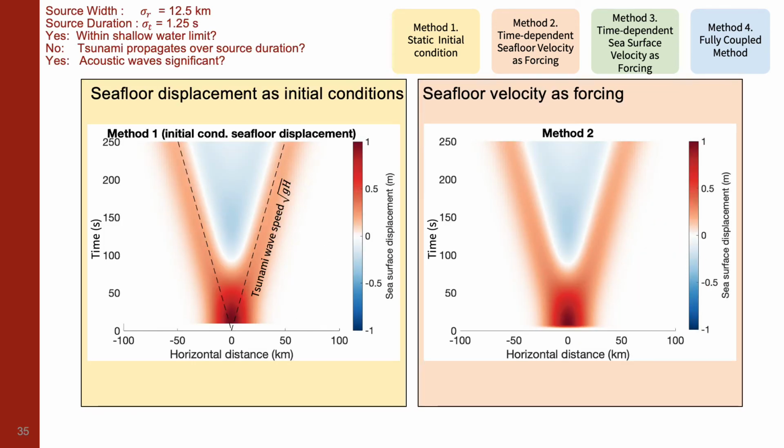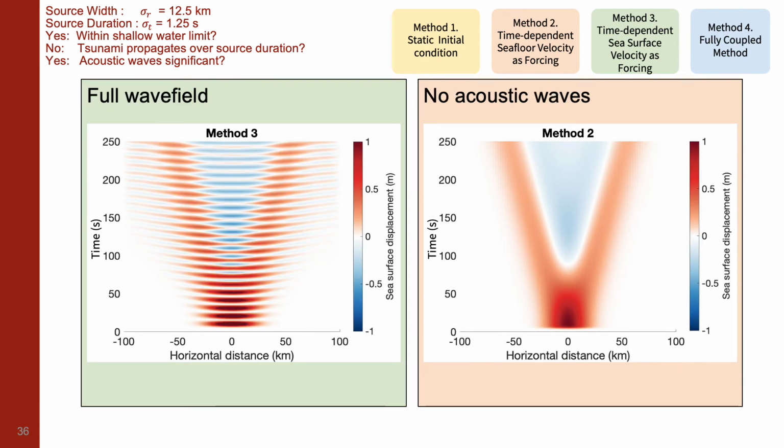Based on the scaling relations, we found the tsunami did not propagate over the source duration. This is in good agreement when we compare method 1 that uses a static initial condition and method 2 that uses a time-dependent forcing. Method 1 and 2 are in good agreement with each other. However, when we compare method 3, we can see that the results vastly differ from method 1 and 2.